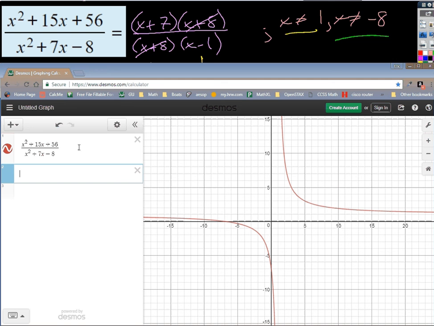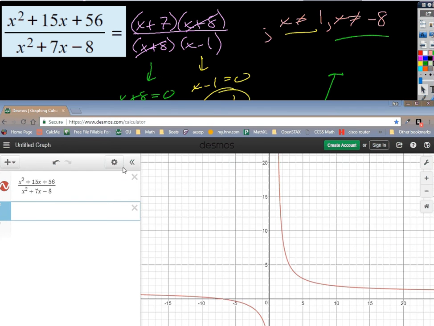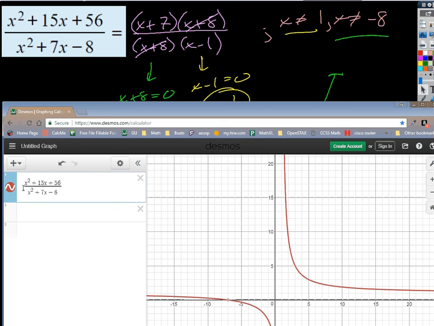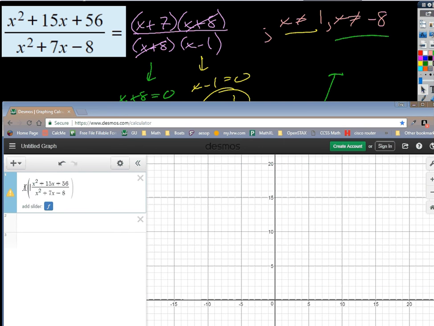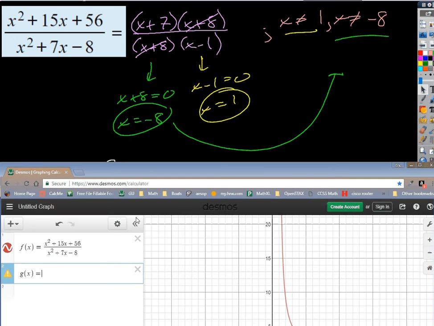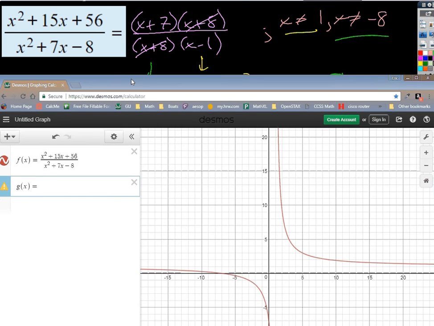Let's try graphing the simplified version of this. Let's graph, and we're going to call this top one f of x. Call it the function f of x, how about? Okay? Now let's do the simplified function. We're going to call it g of x. And that ended up being just x plus 7 over x minus 1.